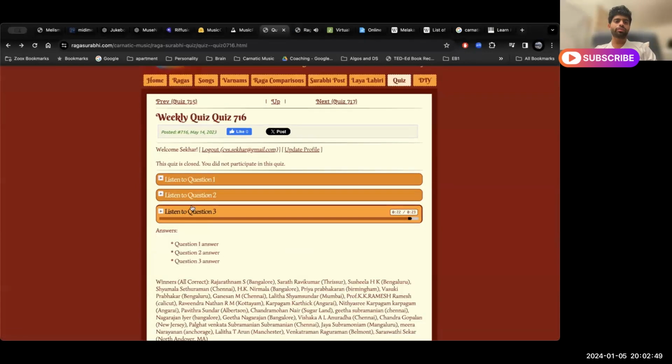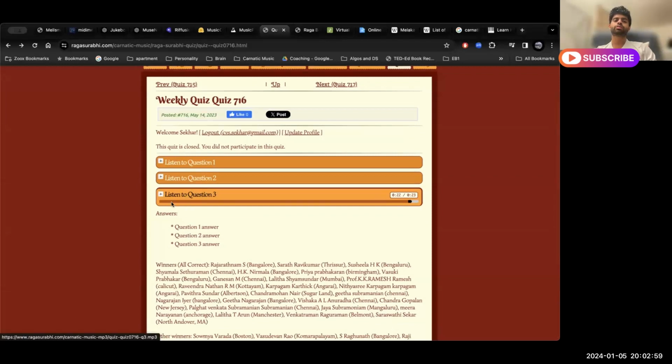To me, you don't need to exactly match the signature, but there are a lot of phrases within that which sound exactly similar to this question. So my guess would be Bilahari, and I would have gone for Bilahari in this quiz in question 3.